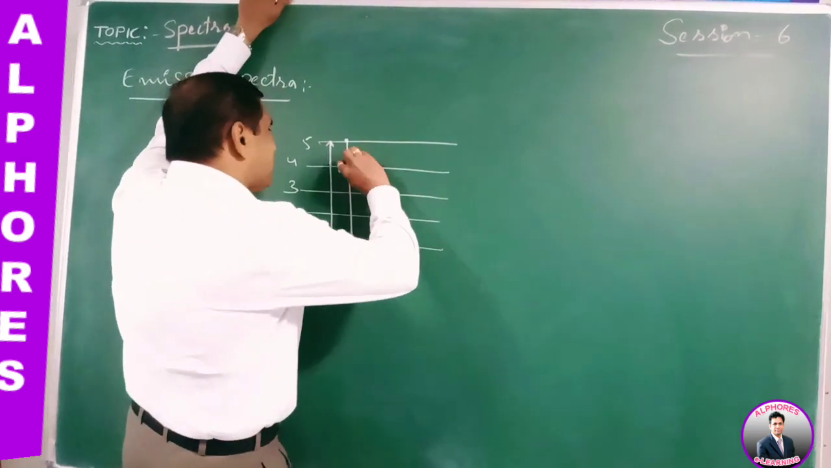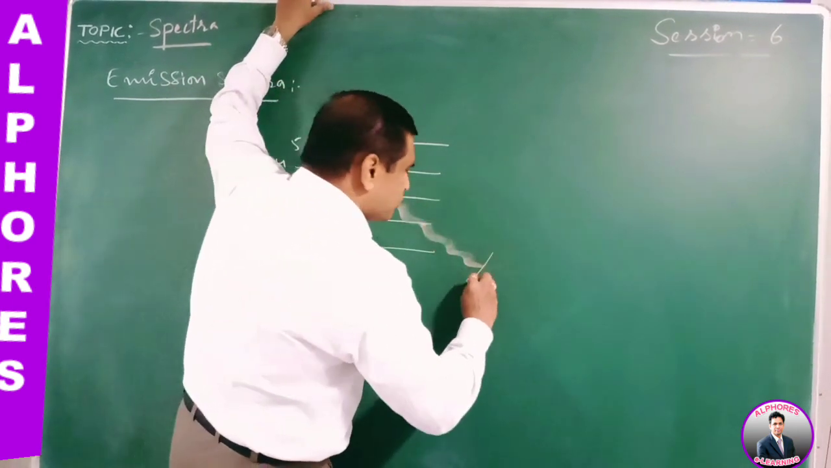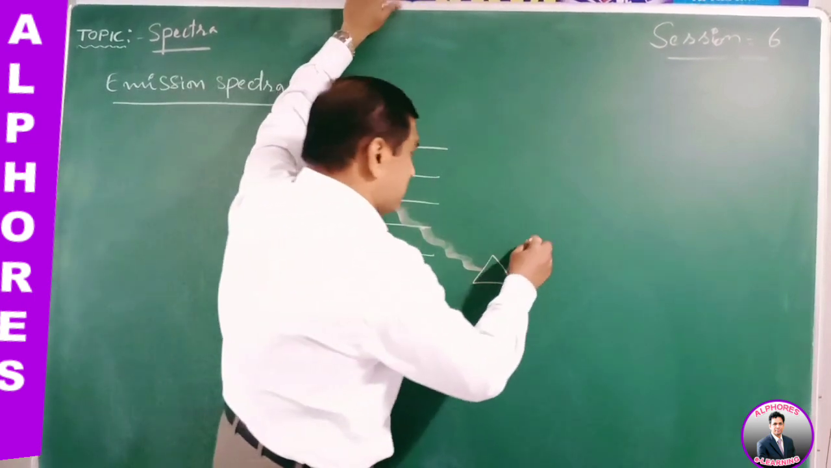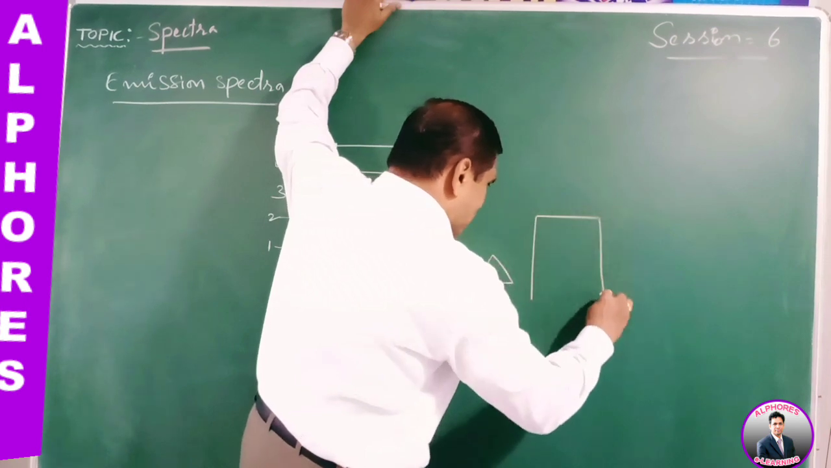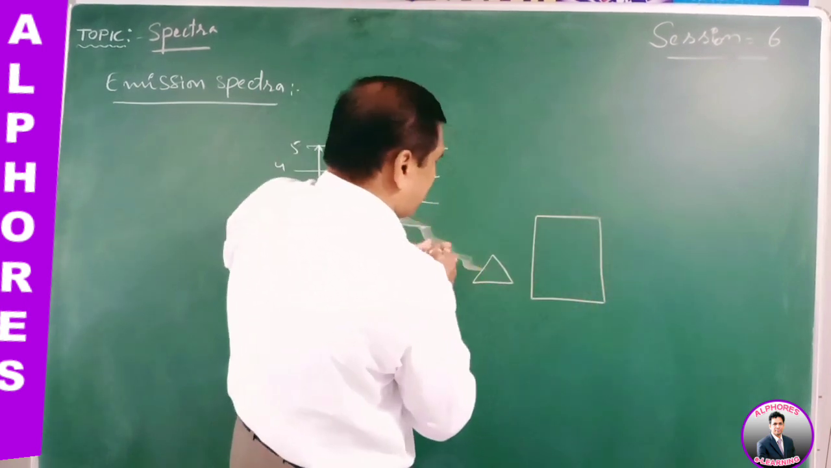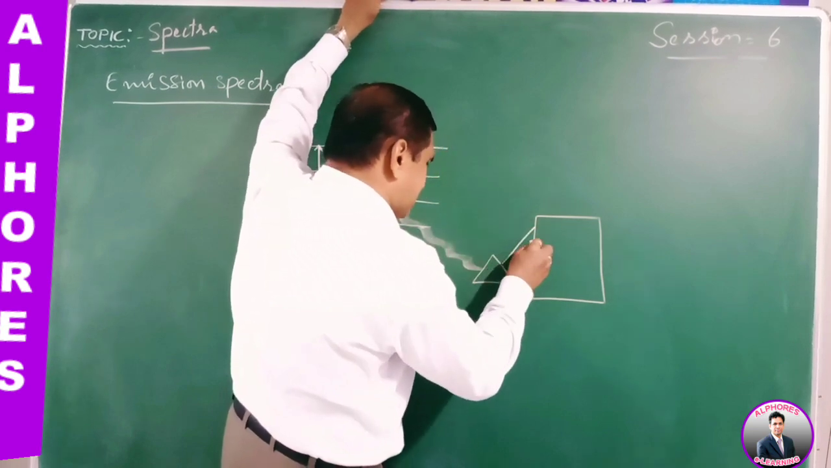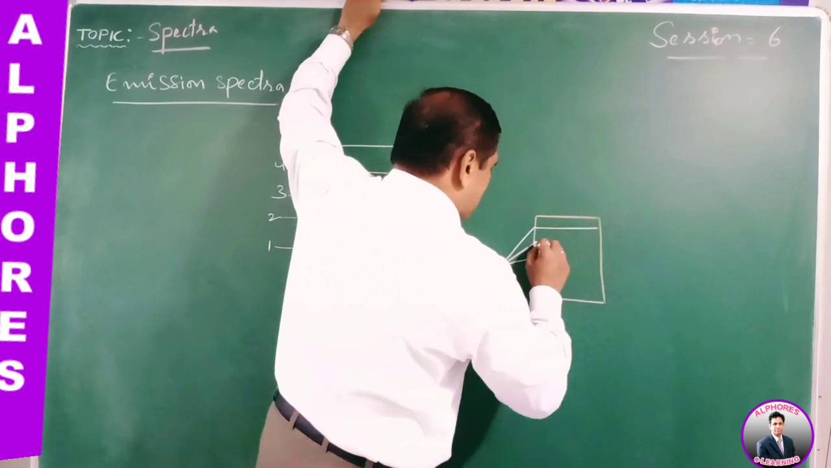the emission radiation is passed through a prism, and the dispersed spectral lines are noted on a photographic plate. The dispersed spectral lines noted on the photographic plate are called emission spectrum.